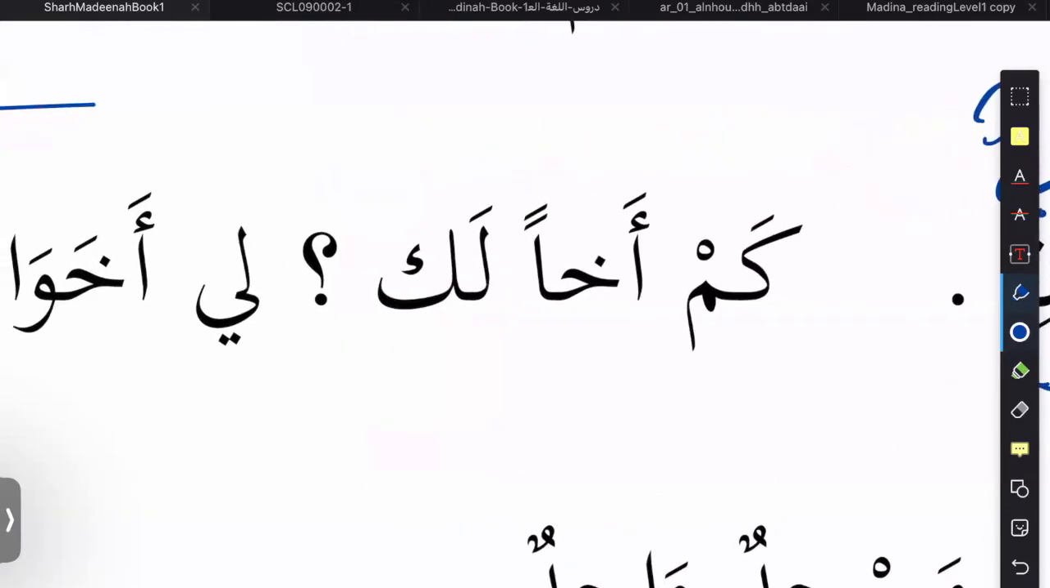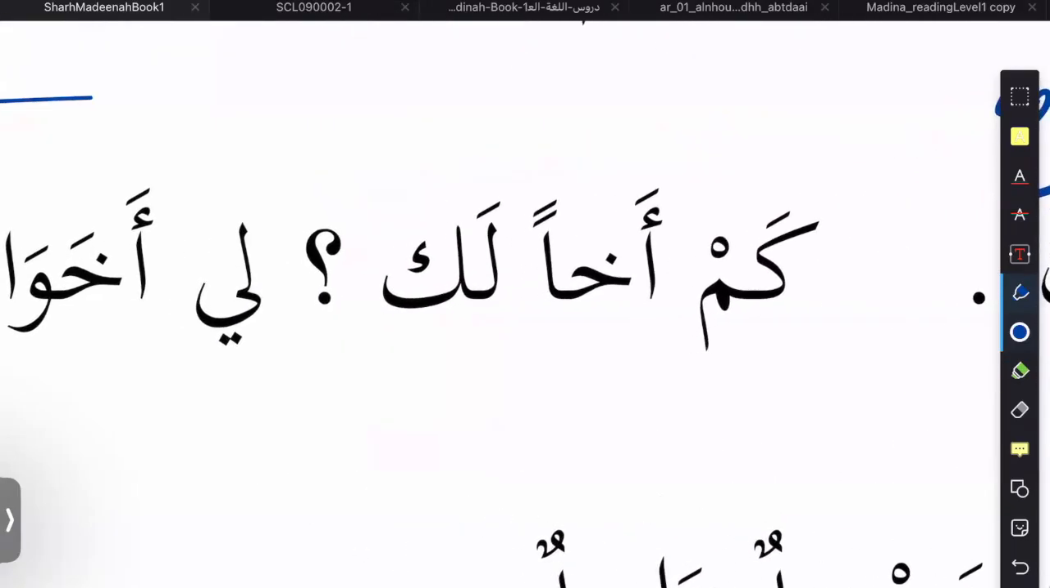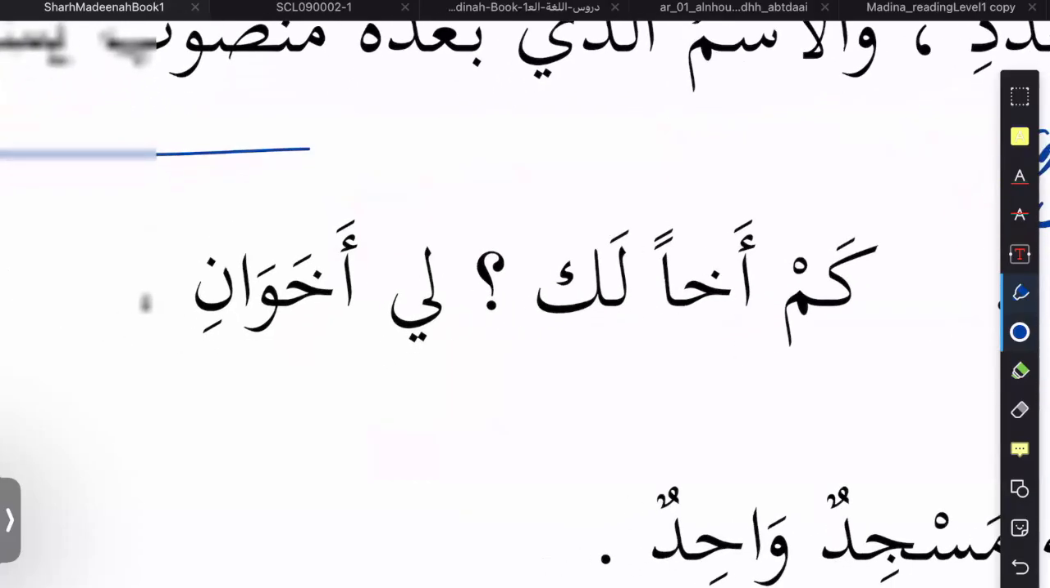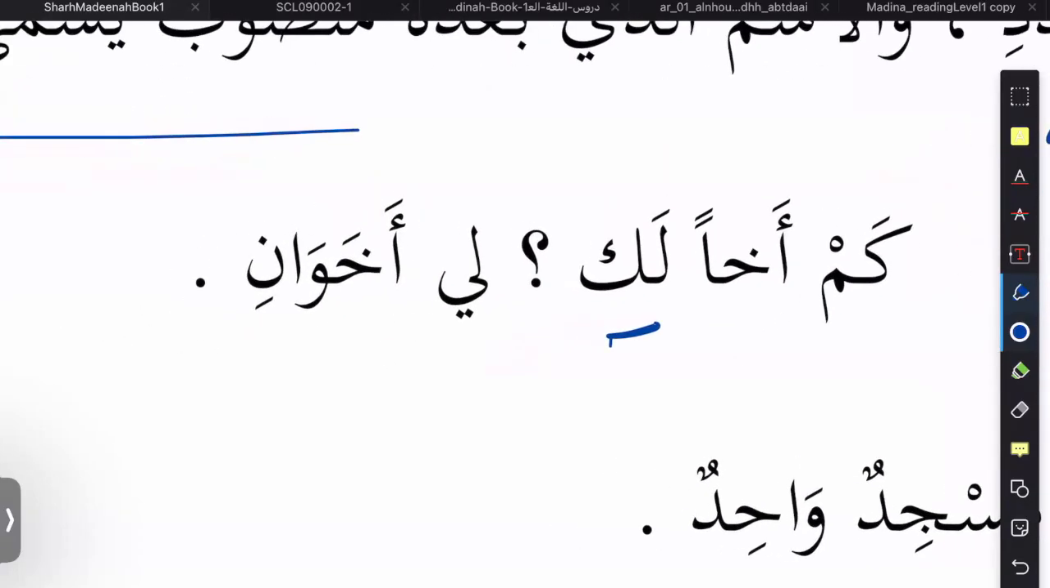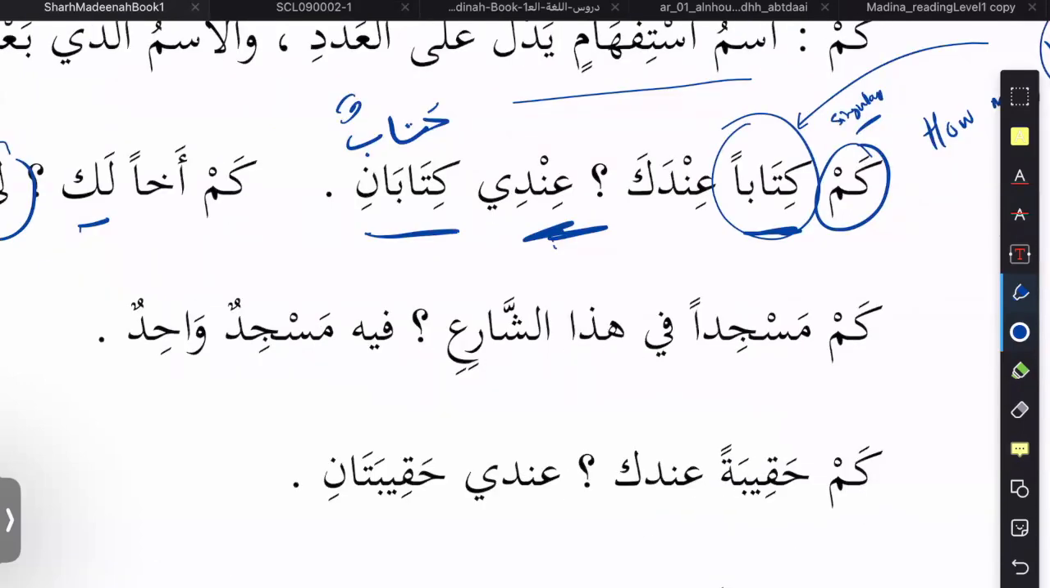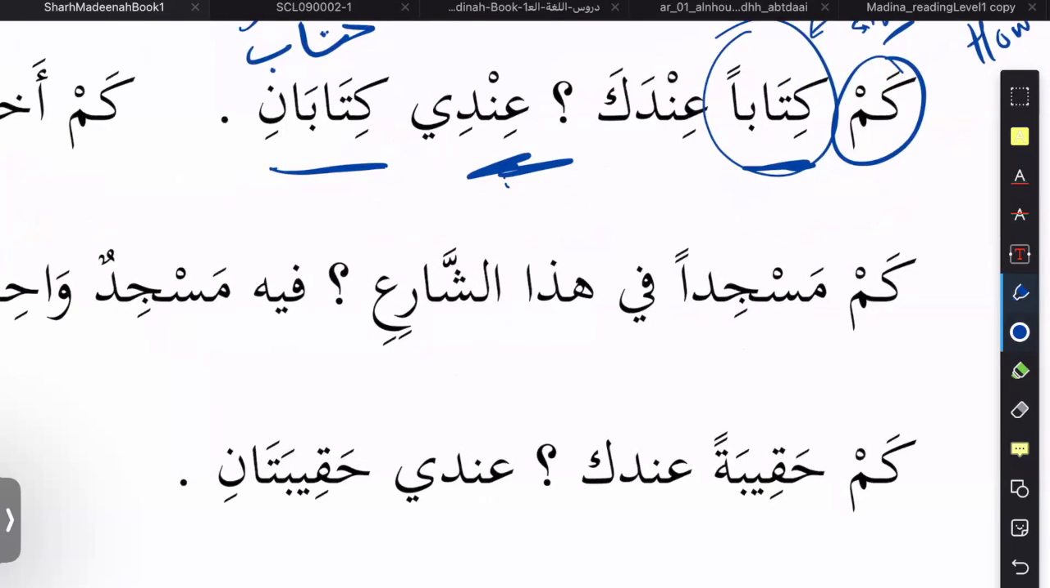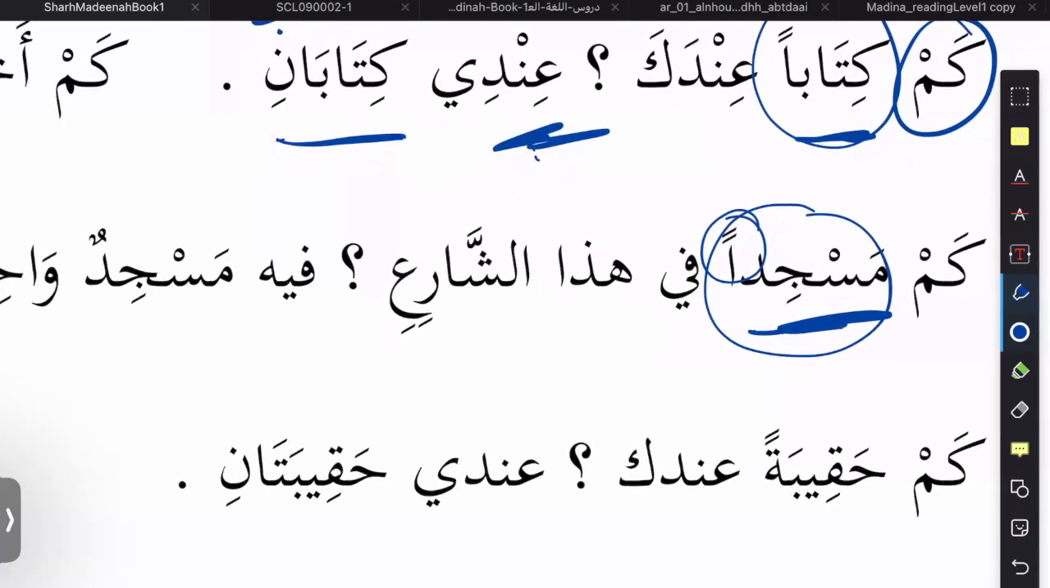Kam akhan laka. How many brothers do you have? So you say li akhawani, I have two brothers. Kam masjidan fi hadha ash-shari'. What does it mean? How many masjids? Again, pay attention to these new rules. You have kam, singular, and mansub. How many mosques are in this street?